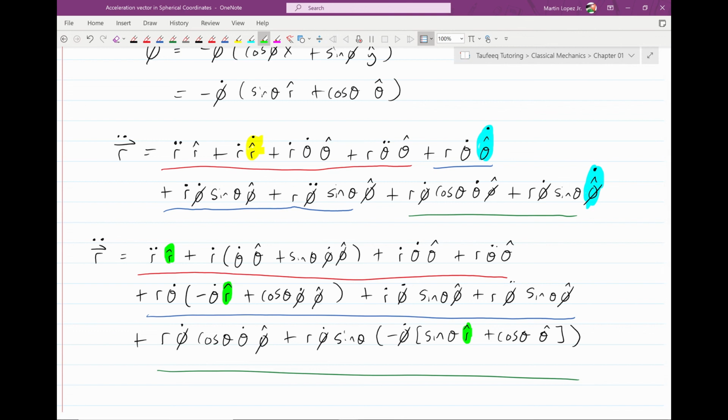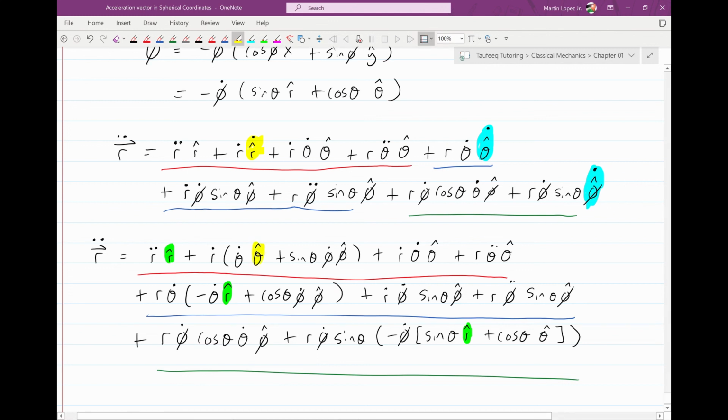Okay. And we have a theta hat here, and a theta hat here, and a theta hat here, and a theta hat here. Okay. And finally, I guess I should have put them a different color.